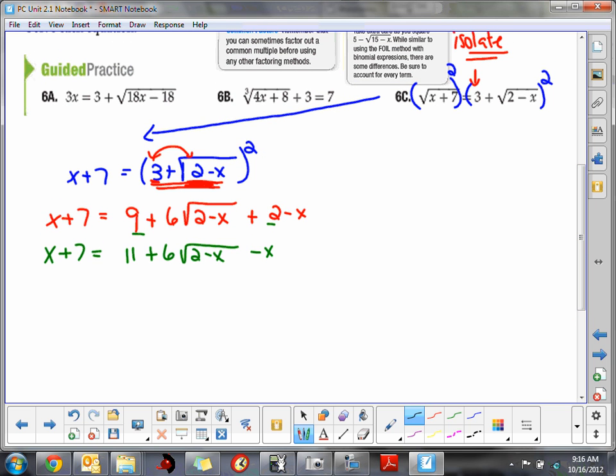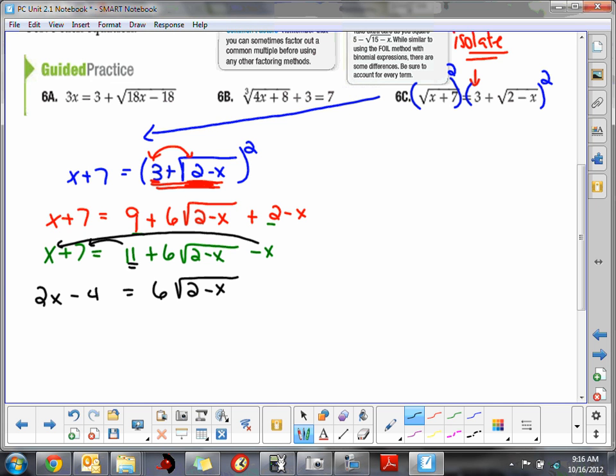I want to move the negative x over here with its like term, so to undo subtracting, I add it, and it'll give us 2x. I want to get rid of the 11 that's sitting over here. To get rid of the 11, we're going to have to subtract it, so it's going to be 7 minus 11, or minus 4, equals 6 times the square root of 2 minus x.